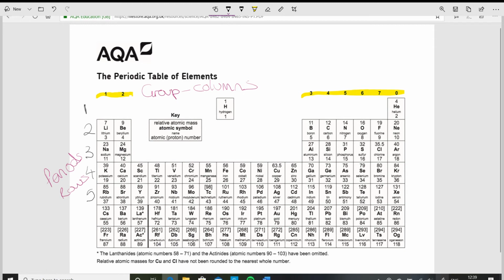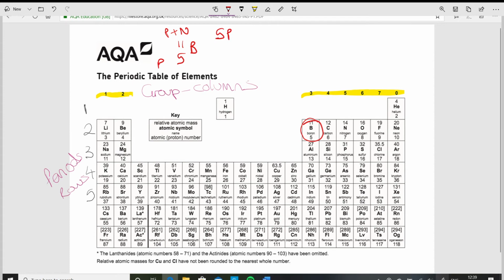So let's look at one of the elements now and look at how this relates to electronic structure. Let's take a look at boron. Boron, the element, it says 11, 5. 11 is the mass number, that's the number of protons added to the number of neutrons. And 5 is the atomic number, that's just the number of protons, which also happens to be equal to the number of electrons.